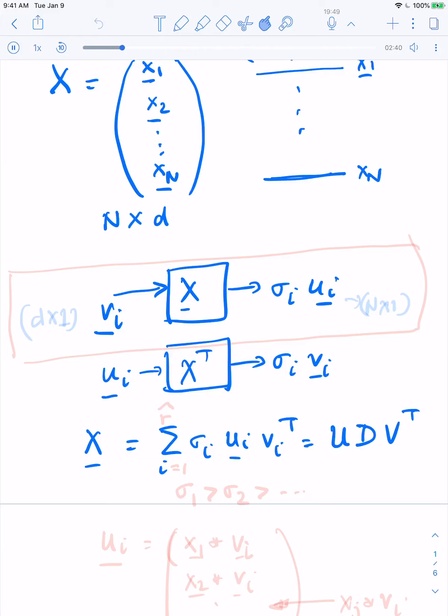And let's just remind ourselves of the dimensions of everything. Remember that X is an n cross d matrix, so it basically operates on d cross 1 vectors vi and sends them into n cross 1 vectors ui. So look at what's happening. The ui's have as many dimensions as the number of examples, and the vi's have as many dimensions as the number of original features.